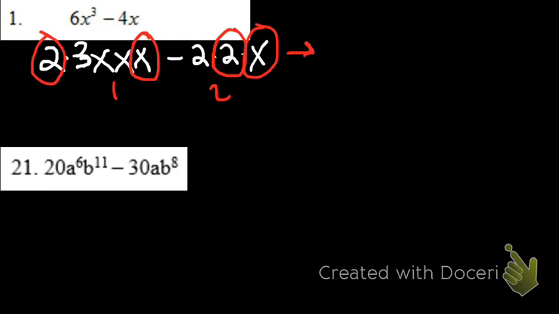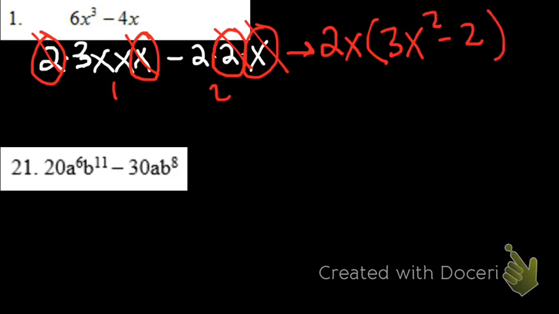So to pull out a GCF means to pull out that 2x, and then just write what's left over. So it's kind of like you're doing the reverse of the distributive property. So you're left with 3xx, so 3x squared, and then minus 2. That's what it means to pull out a GCF.